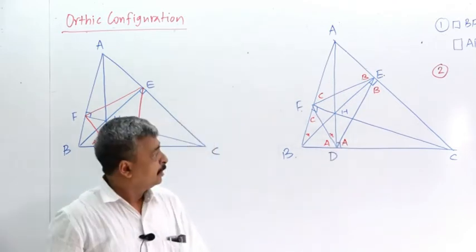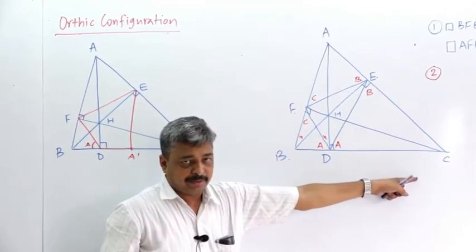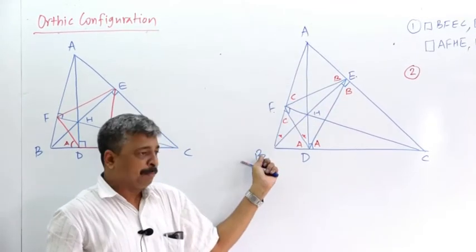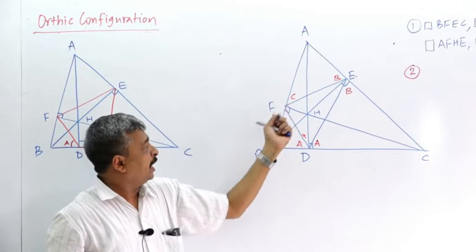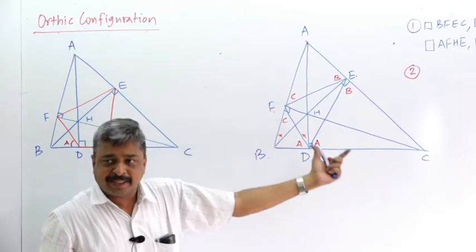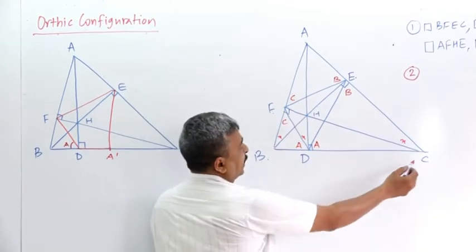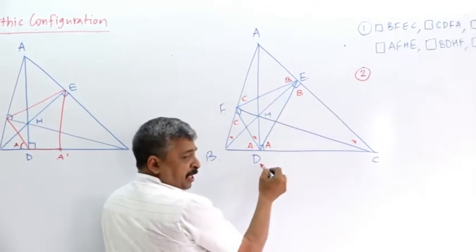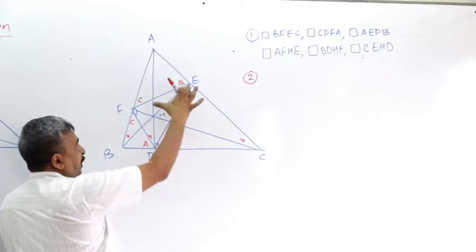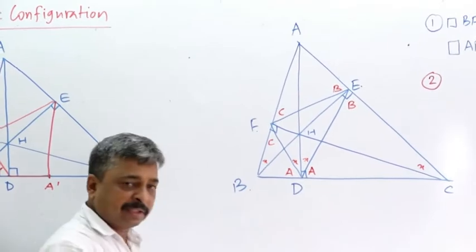Now, BFEC is also cyclic. Therefore, BE subtends x angle at B. Therefore, FE subtends x angle at B. Therefore, FE must subtend x angle at C. Therefore, this angle also will be x. And if we consider cyclic quadrilateral CEHD, then EH subtends x angle at C, therefore EH must subtend x angle at D, therefore this angle also will be x.